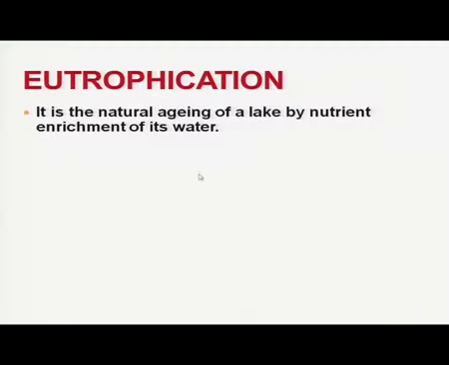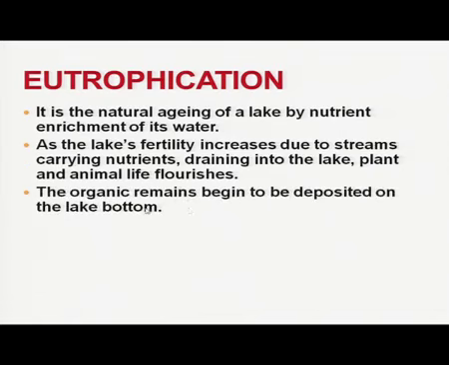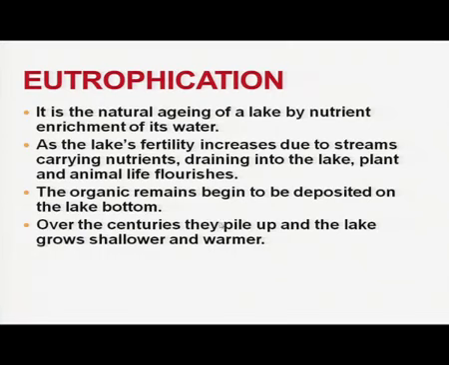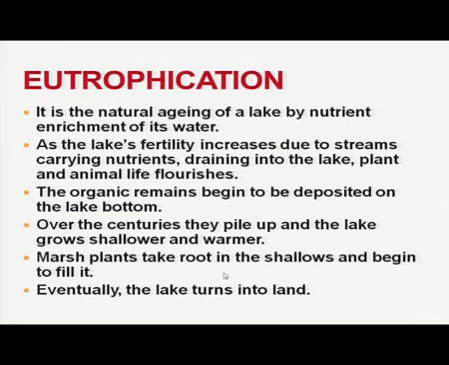Next topic is eutrophication. Eutrophication is actually natural aging of a lake by nutrient enrichment of its water. As the lake's fertility increases due to streams carrying nutrients draining into the lake, plant and animal life flourishes. The organic remains begin to be deposited on the lake bottom. Over the centuries, they pile up and the lake grows shallower and warmer. Marsh plants take root, followed by the bigger plants and trees, and they begin to fill it, and they eventually convert into land. So, this is a natural process which takes many years, thousands of years.